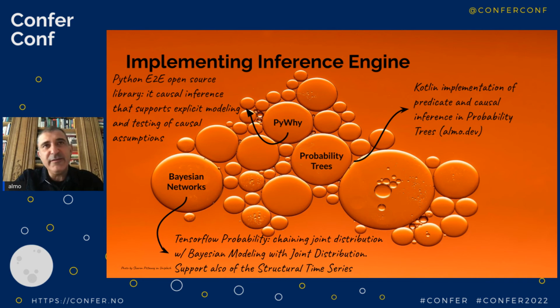There is a quite nice end-to-end library for Python that allows you to solve the entire inference engine, including the evaluation of the model. And then what I did was to implement a few algorithms using Kotlin, following a specific structure called probability trees. It's a simplification of Bayesian networks, but allows you to experiment with this causal inference in some particular cases. As I said, this was the initial motivation, and then I realized all of these things.